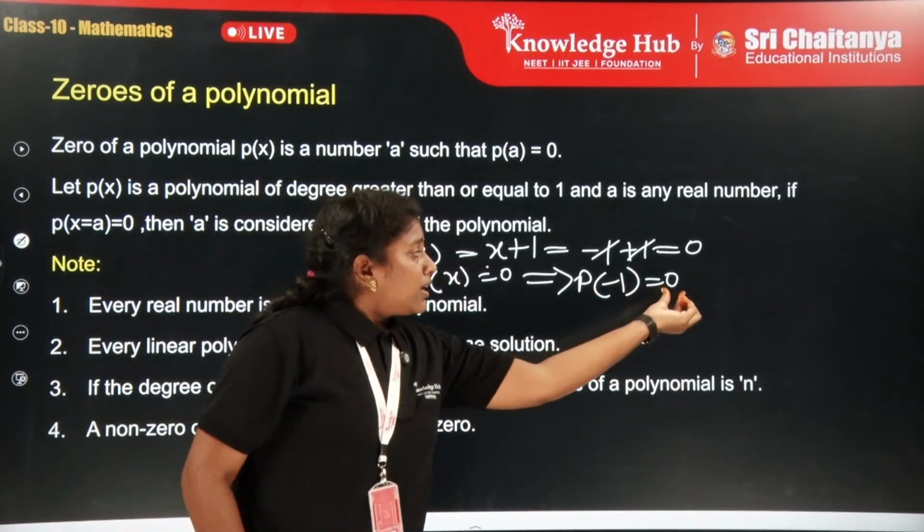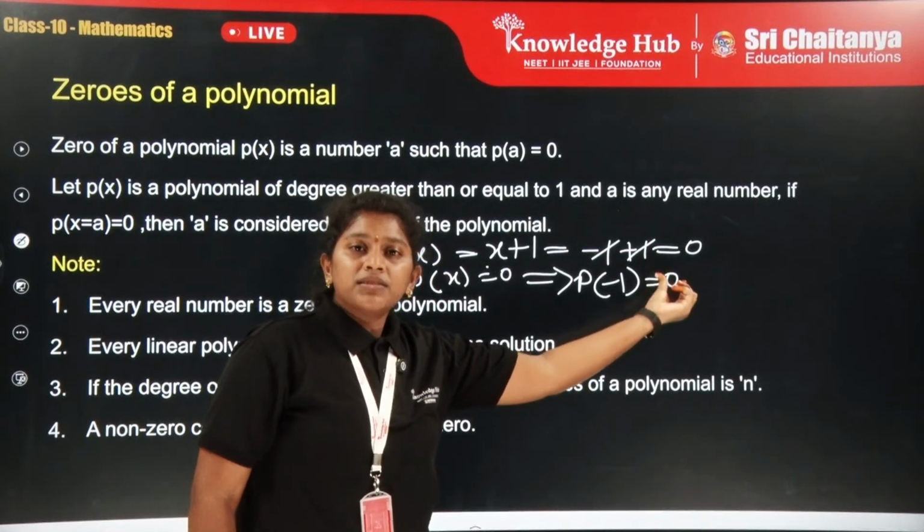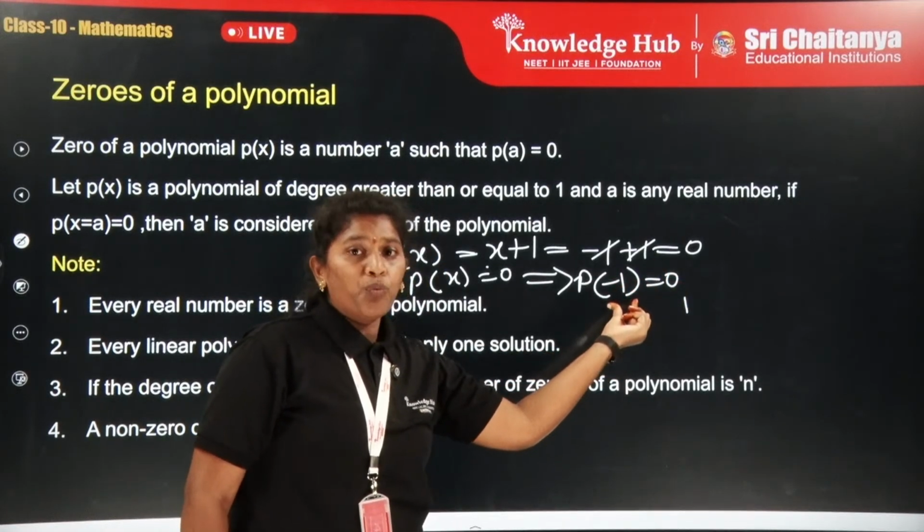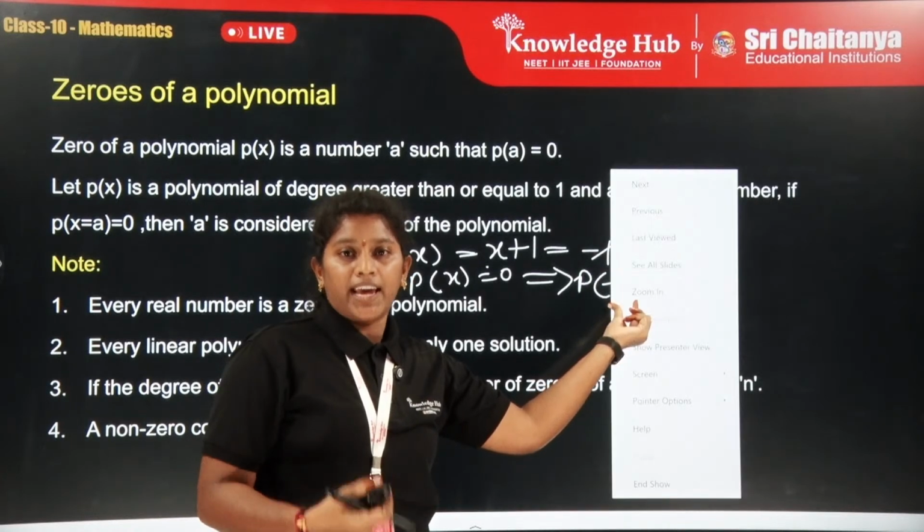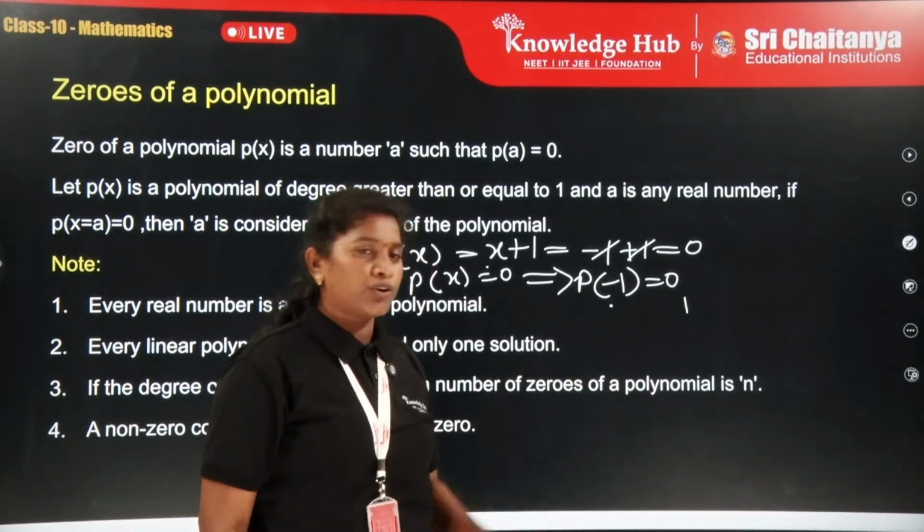So as I am getting my polynomial value as 0 by keeping the x value, whatever the value you are taking for x, that becomes the zero of your polynomial.